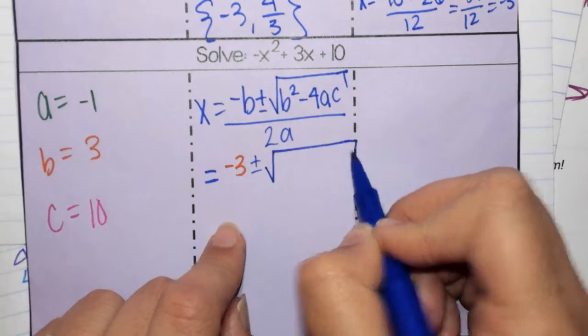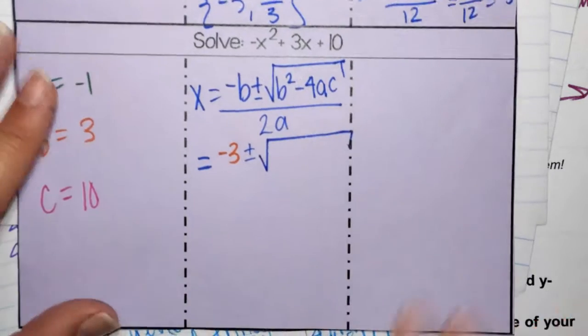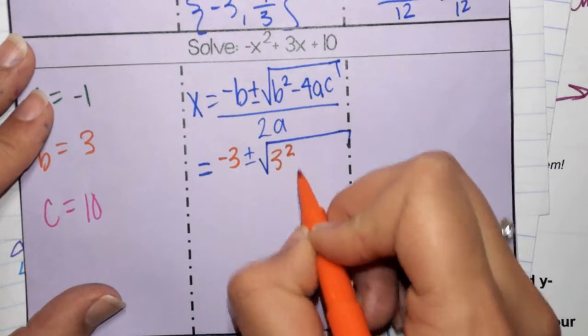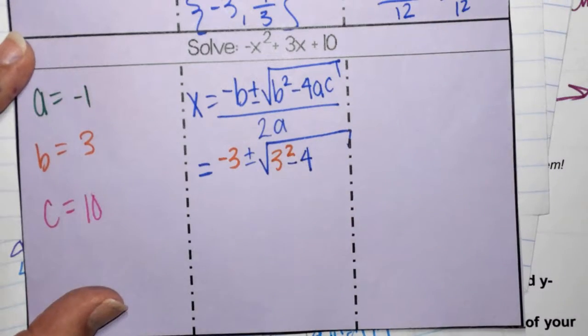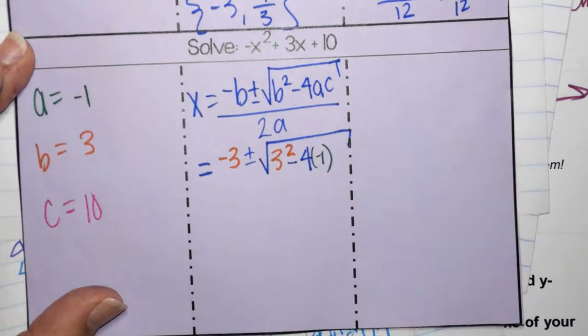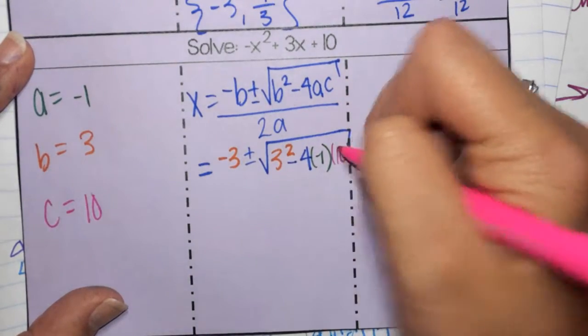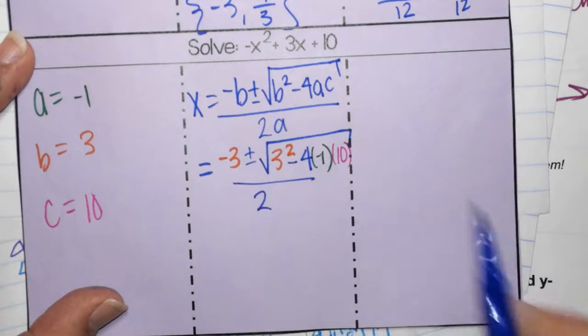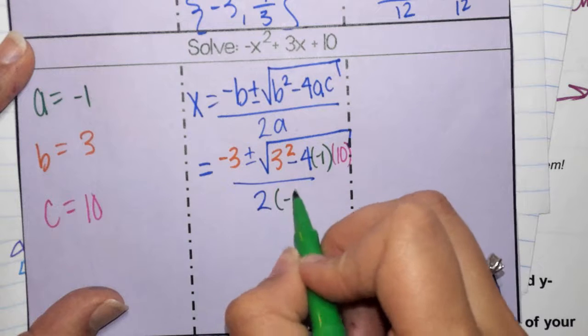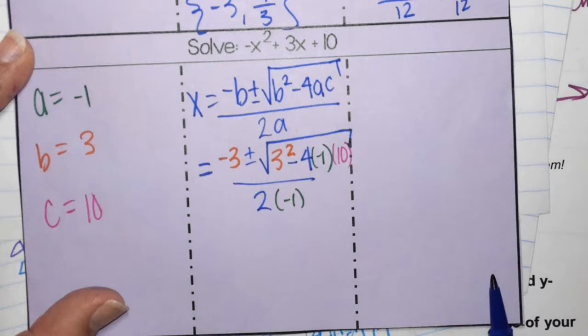The square root of 3 squared minus 4 times -1 times 10, divided by 2 times -1. Does everybody understand? Yes. Are we sure?